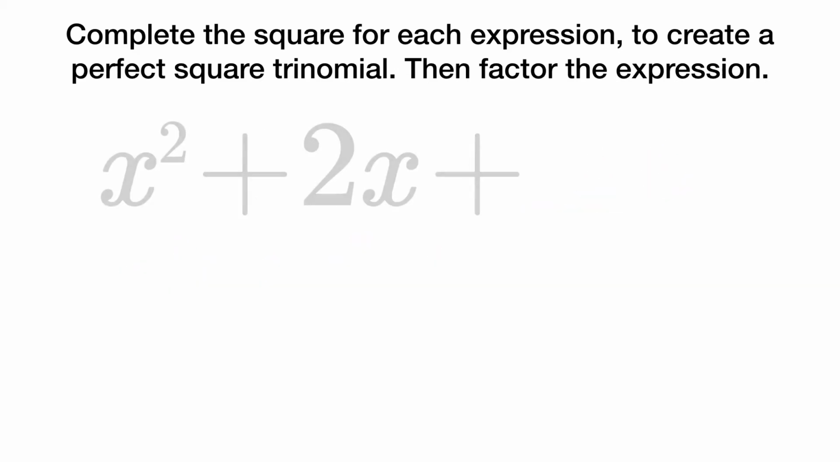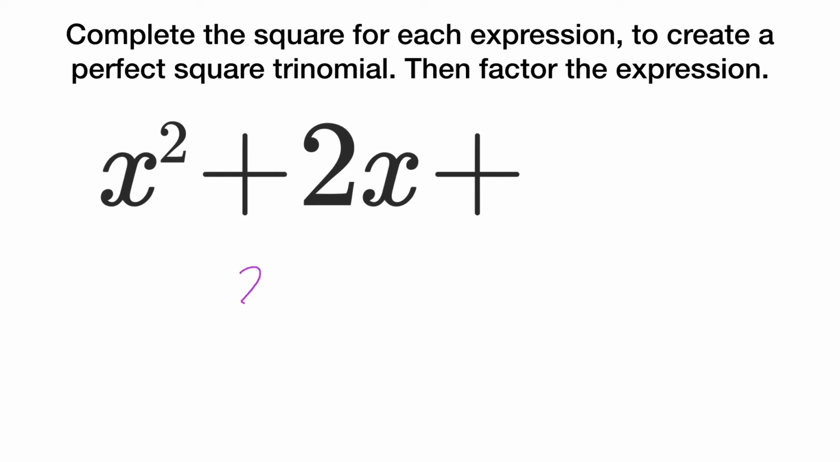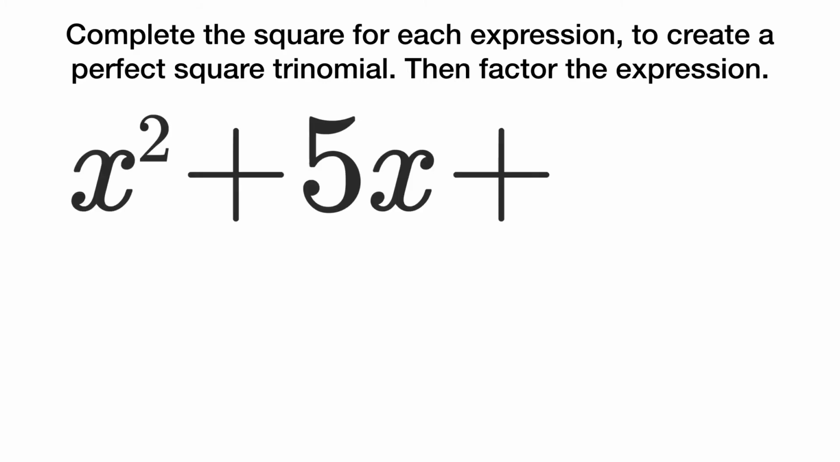Let's try it again with this. So in this case, we have 2. 2 divided by 2 is just 1. And so 1 squared is 1. And our factor would become x plus 1. That's the idea. Let's try one more. This one says 5.